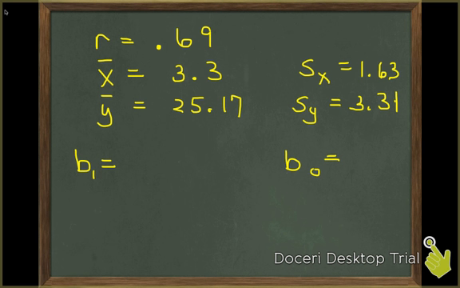Okay, so we put our values in. Remember, to find b1, we take r, which in this case is 0.69, and multiply that by the standard deviation of y, which is 3.31, divided by the standard deviation of x. I put that in on the calculator, and that gives me 1.40.